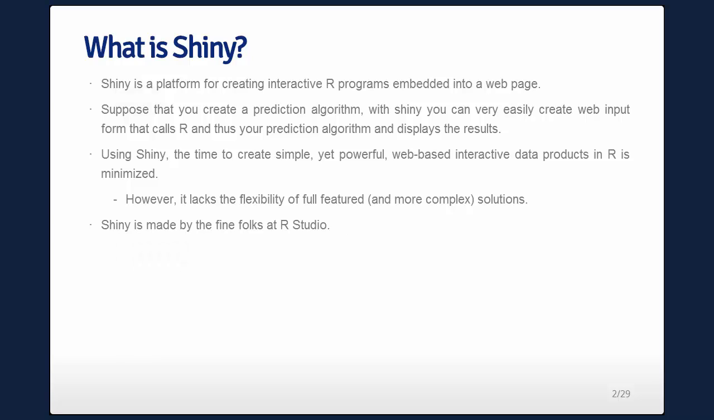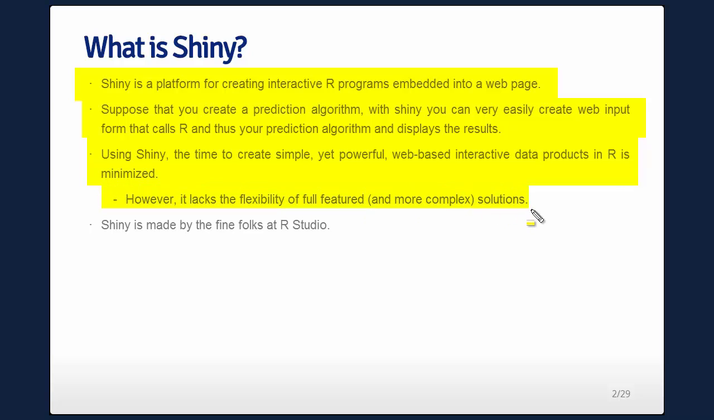Okay, so what is Shiny? Shiny is a platform for creating interactive R programs in a web page. Let's give an example. Your boss comes in and you've created a prediction algorithm, and they want you to put it up in a format so that lots of users can access it and they don't all have to come to you to get their predictions. They want to be able to point and click, but you want to do it quickly. You don't want to involve legitimate web development and these other things. So using Shiny, the time to create simple yet powerful web-based interactive data products in R is minimized.